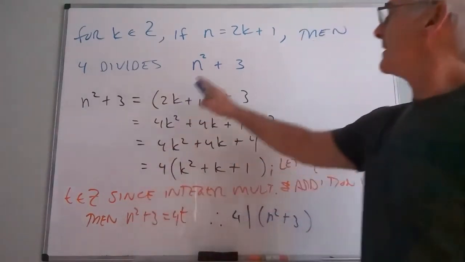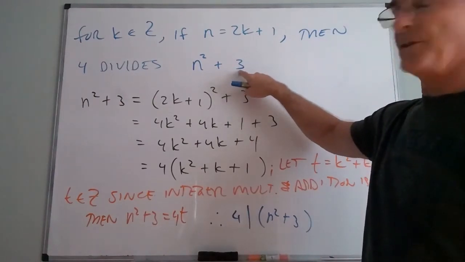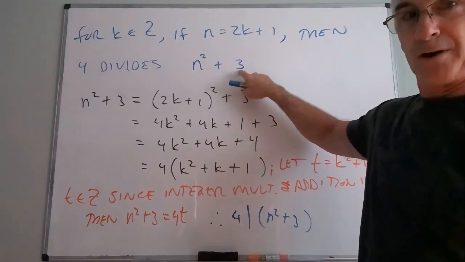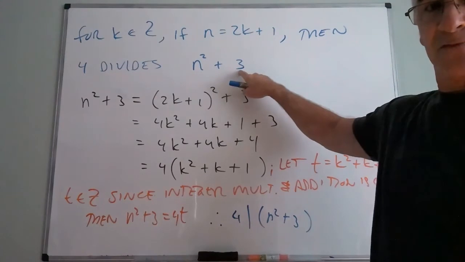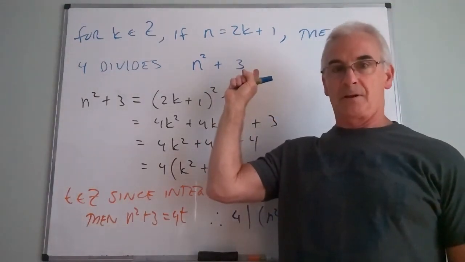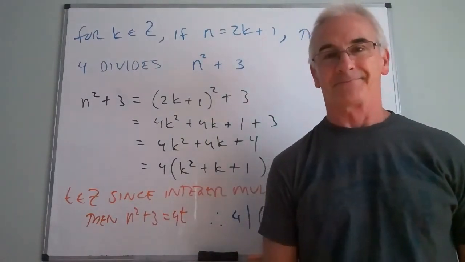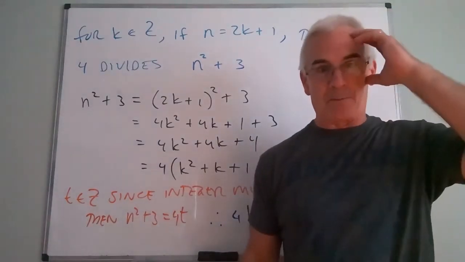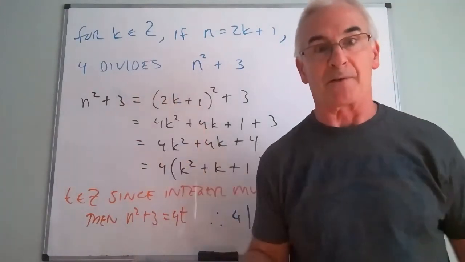If I added 4 to this, if I said n squared plus 7, or n squared plus 11, or n squared plus 15, or n squared minus 1, or n squared minus 5, if I add multiples of 4 to this, do you suppose this statement will still be true? Yes. Hopefully that's a no-brainer. I have a number that's divisible by 4, and now I add any multiple of 4 to that number, it's still divisible by 4.